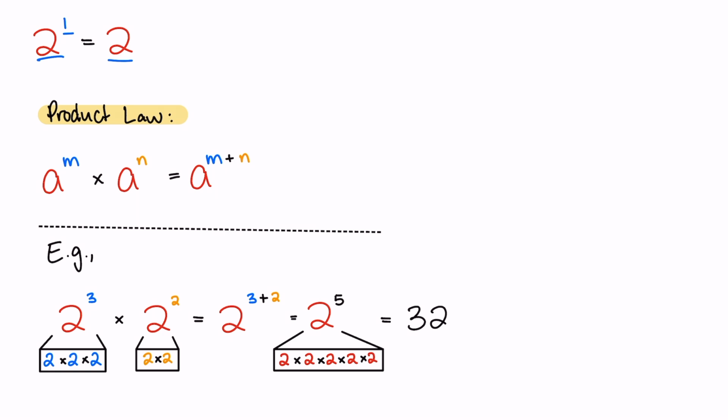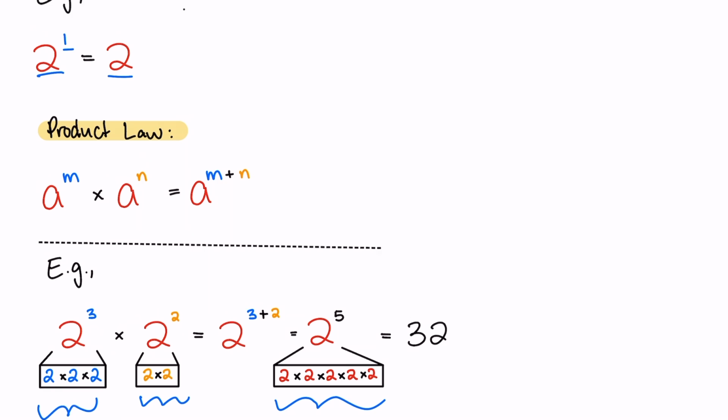I also show this down below as 2 to the power of 3 is the same thing as 2 times 2 times 2. And 2 to the power of 2 is the same thing as 2 times 2. So multiplying those two things together, we get 2 multiplied by itself 5 times, or 2 to the power of 5.